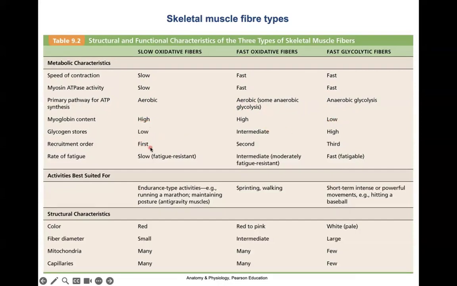Recruitment order. Type 1 first, type 2A second, type 2B third. Then, rate of fatigue. Type 1, the long distance runner, remember, slow fatigue, fatigue resistant. Type 2A, intermediate, moderately fatigue resistant. And type 2B, fast glycolytic fibers, remember, fast, fatigable.